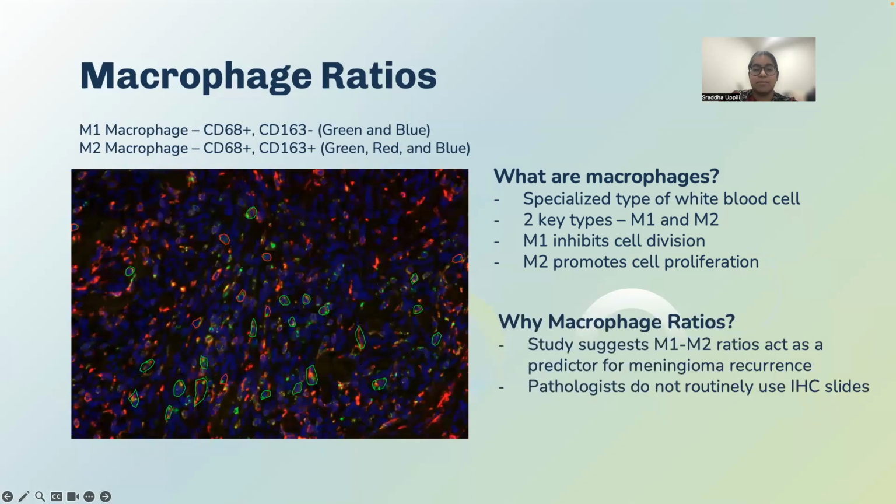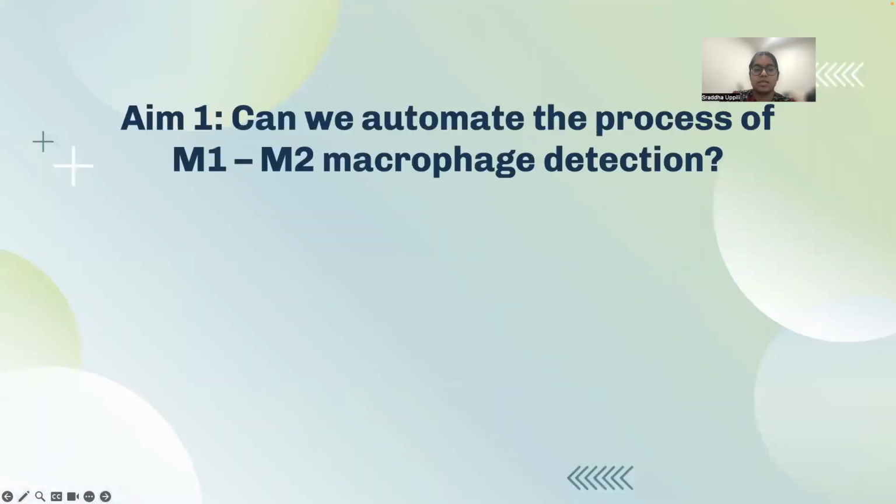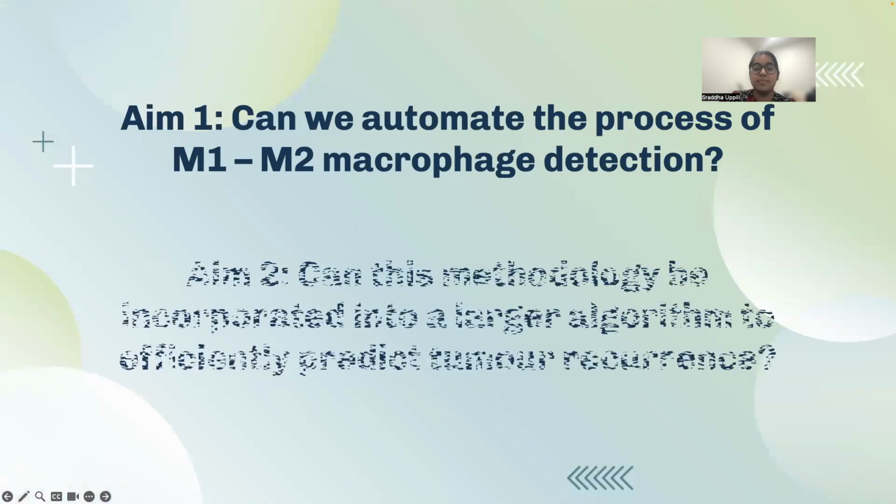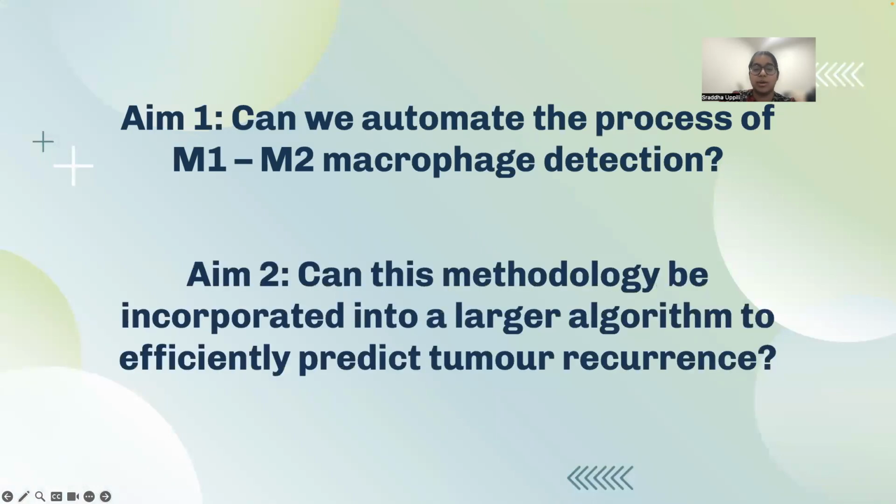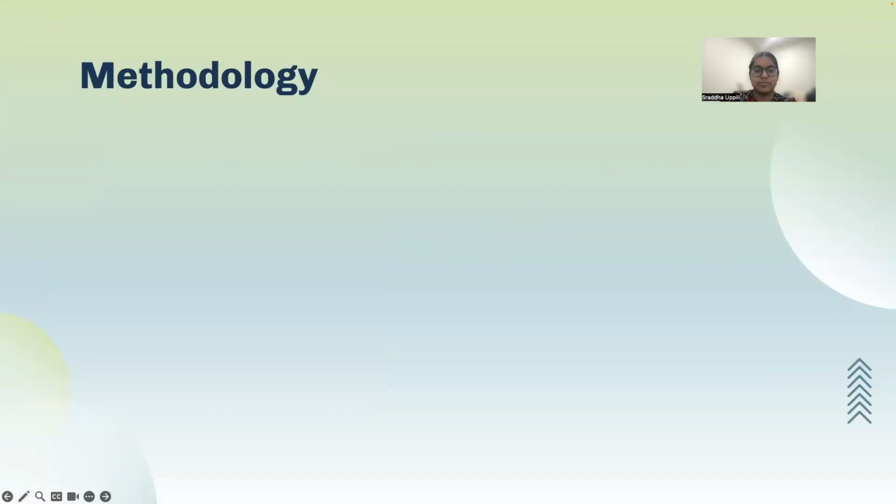Previous studies suggest that macrophage ratios act as a predictor for meningioma recurrence, but they are not routinely used by pathologists. My first aim is, can we automate the process of M1, M2 macrophage detection? My second aim is, can this methodology be incorporated into a larger algorithm to efficiently predict tumor recurrence?